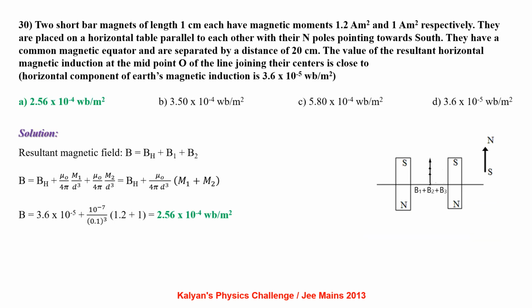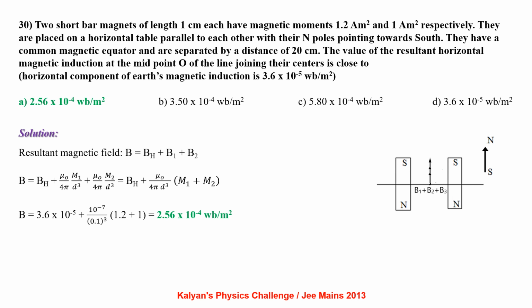Two short bar magnets of length 1 centimeter each have magnetic moments 1.2 ampere meter square and 1 ampere meter square respectively. They are placed on a horizontal table parallel to each other with their north poles pointing towards south. They have a common magnetic equator and are separated by a distance of 20 centimeter. The value of the resultant horizontal magnetic induction at the midpoint of the line joining their centers is close to. Horizontal component of Earth's magnetic induction is 3.6 into 10 power minus 5 Weber per meter square.